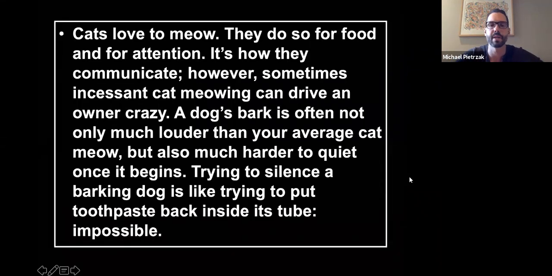Here's a bad example again. Cats love to meow. They do so for food and for attention. It's how they communicate. However, sometimes incessant cat meowing can drive an owner crazy. A dog's bark is often not only much loud. Whoa, what happened there? We just transitioned from cats to dogs. That's weird, right? Much louder than your average cat meow, but also much harder to quiet once it begins. Trying to silence a barking dog is like blah, blah, blah, blah, right?